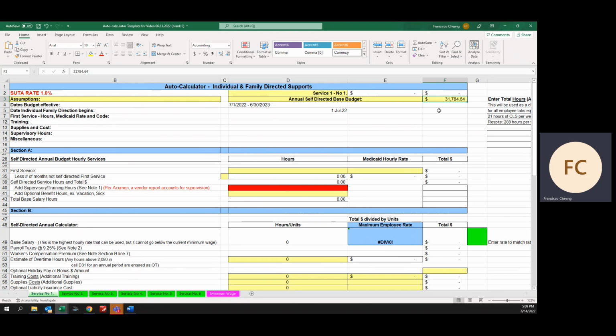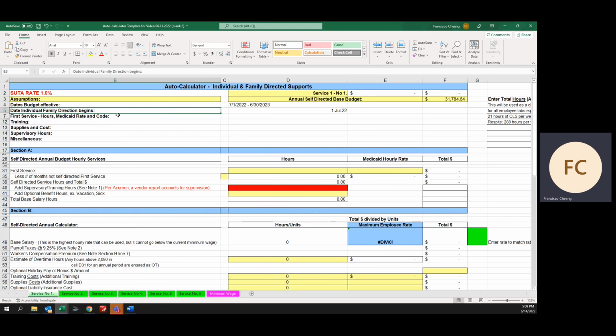We're beginning with CLS, so in this first page, that's where you enter it, and then it's going to auto-populate in service number 2, service number 3, and so on in the different pages here at the bottom. Okay, so now that we have entered our annual self-directed base budget, we're going to enter the dates that the budget is effective. This example ISP begins July 1st, 2022, and it runs for 12 months to June 30th, 2023.